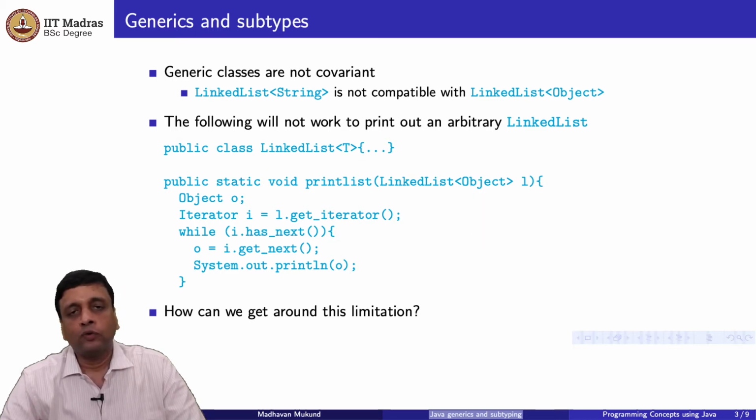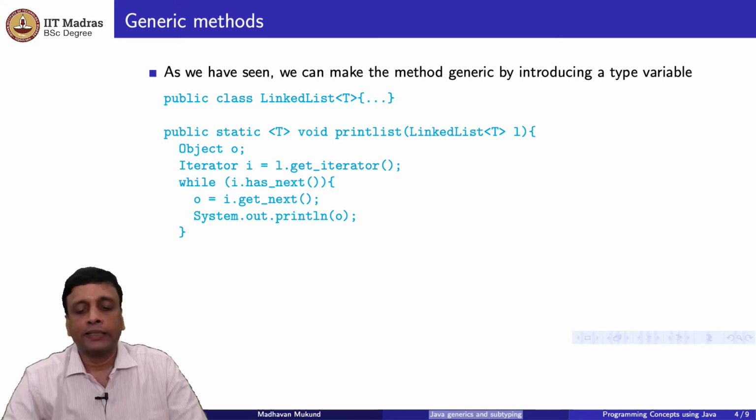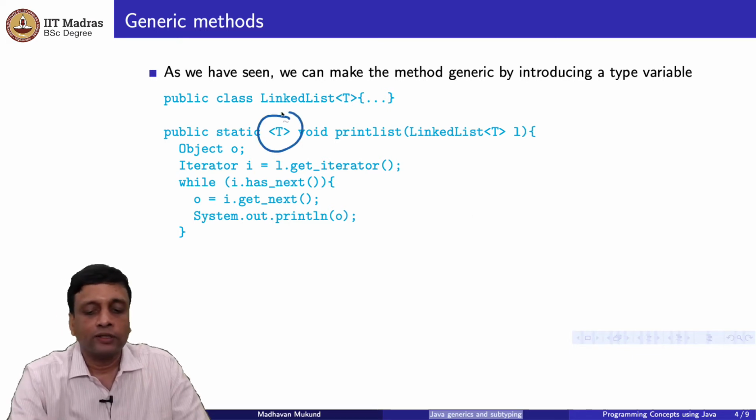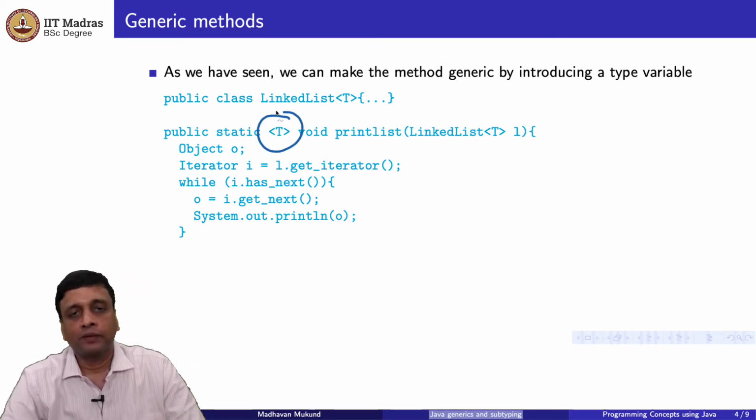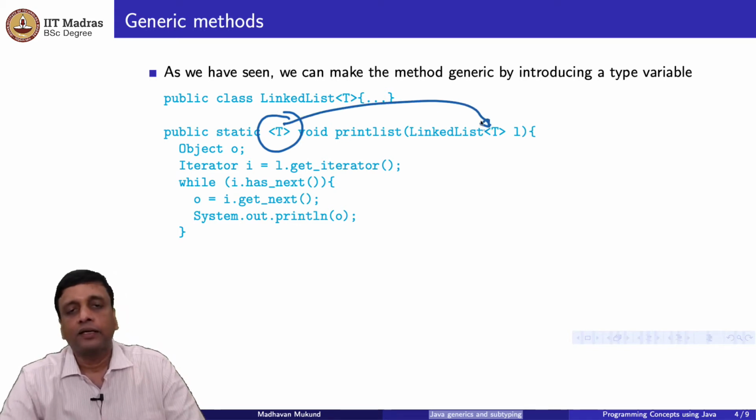So the way to get around this, of course, is to write generic functions, which we have already seen. So what we can do is make the method generic by introducing a type variable. We can introduce a type variable here before the return type. And what this says is that this function is now parameterized by the type, and this type variable is now being used over here. Right?